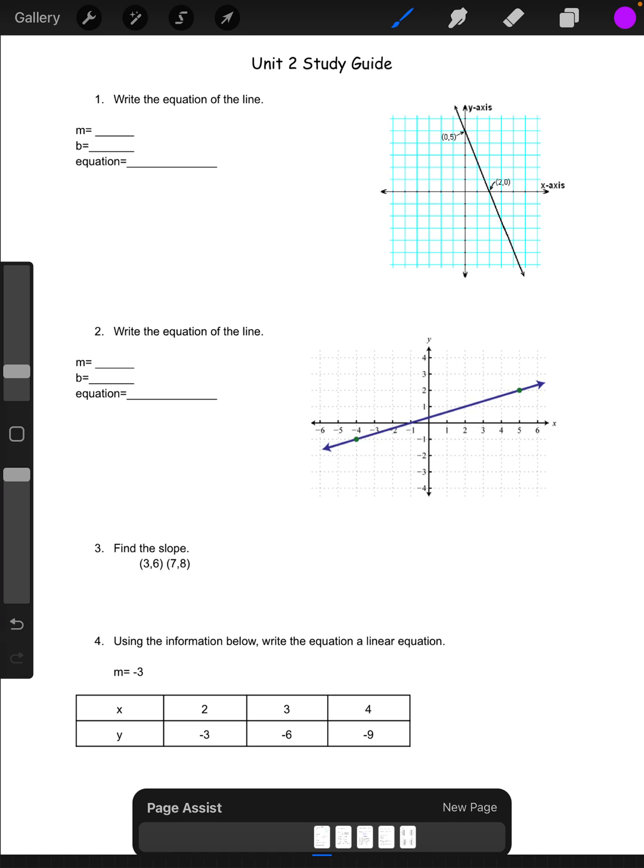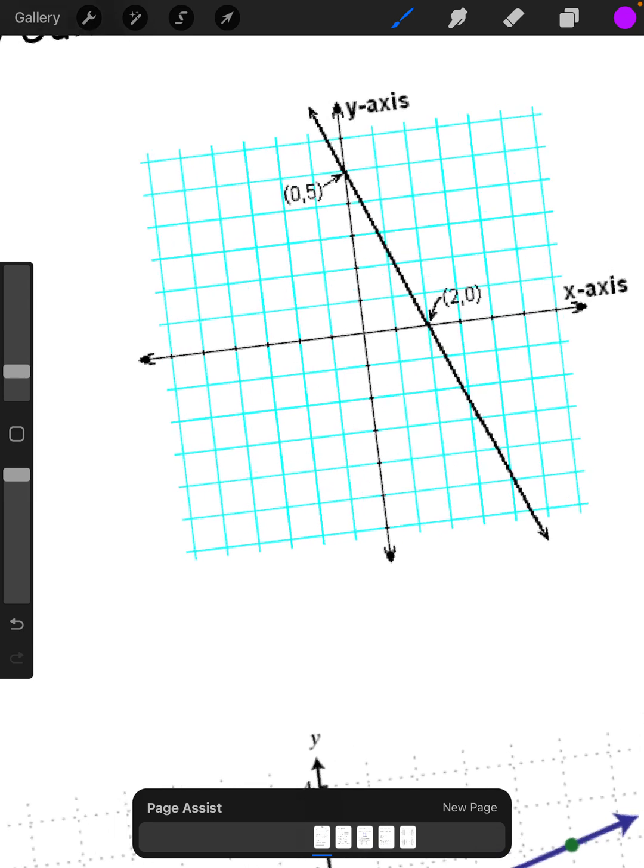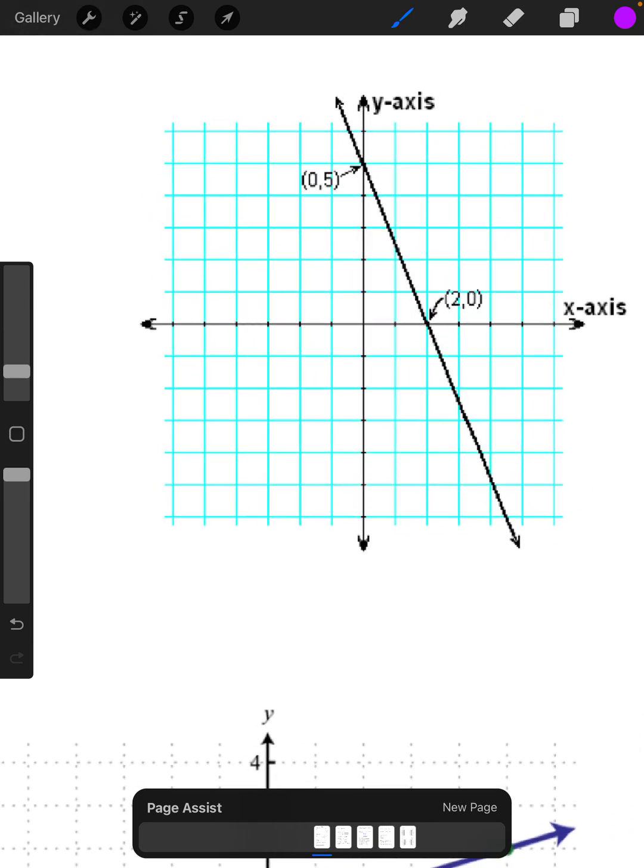So unit 1 was all about comparing linear functions and finding where they're equal, keeping that balance scale the same. And this one was all about the graphs and interpreting those graphs. So this one says, write the equation of this line. I'm going to zoom in on this line.